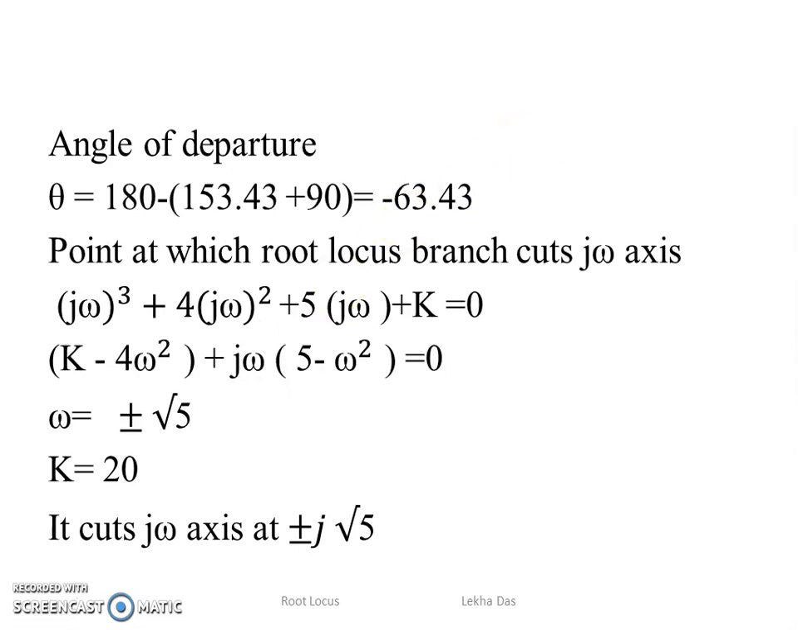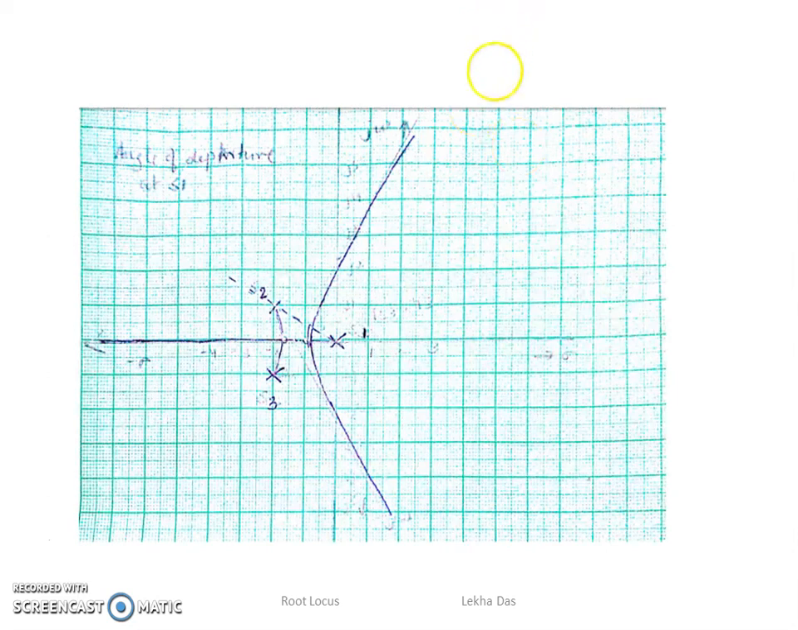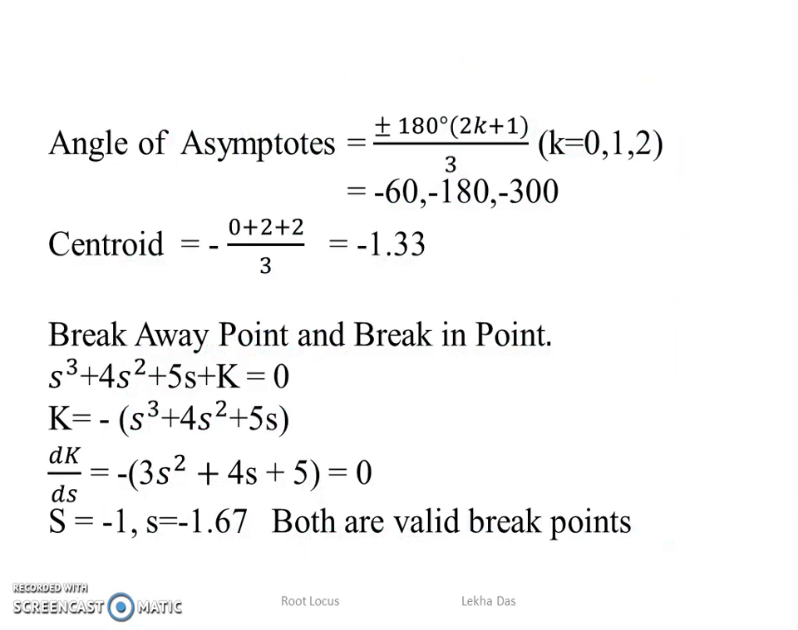So if the angle of departure from one pole is minus 63.43, the angle of departure from its complex conjugate will be 63.43. So with that angle of departure, the root locus moves.